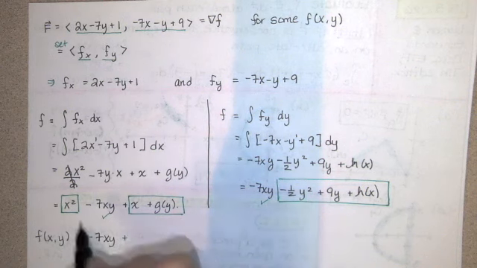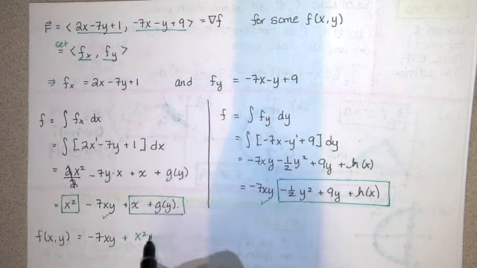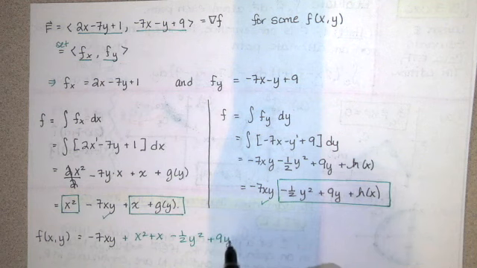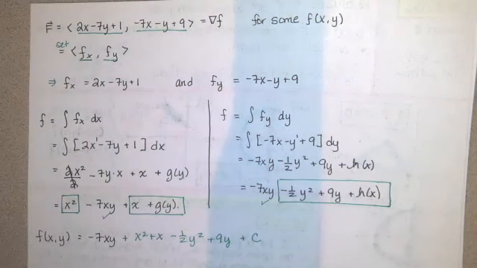So we will just write down from here x squared plus x, and then from here negative 1/2 y squared plus 9y. And we'd also add a constant of integration. So just to check to make sure that this is equal to both of these, let's make sure we have what we're supposed to have.